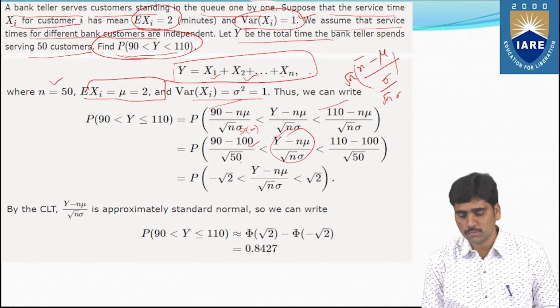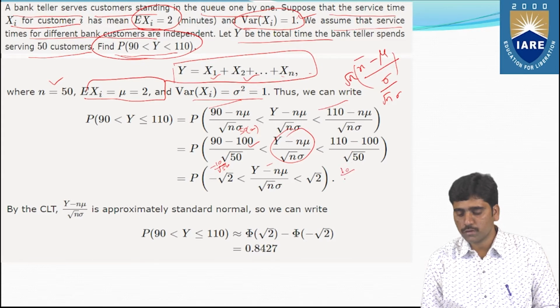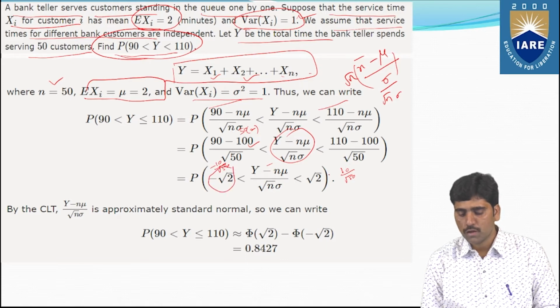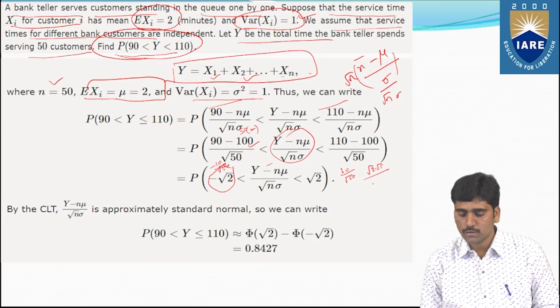90 minus 100 is nothing but minus 10 by root 50, and here it is the same, and here 10 by root 50. So minus 10 by root 50 is simplified as root 2, and 10 by root 50 is simplified as root 2. So root 2 into root 25 is nothing but 5 square. So the square cancels, and this value is getting root 2, right?